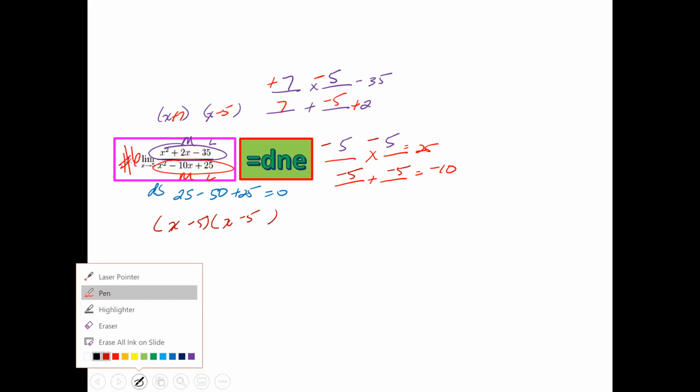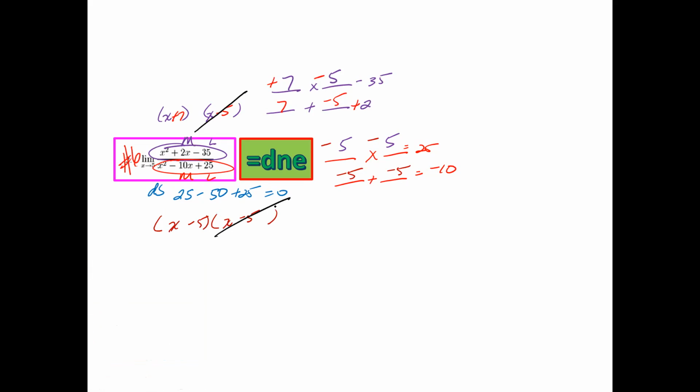Looking at this, you can see that you can cancel one x minus 5 from the numerator and denominator. After that, I am going to have x plus 7 over x minus 5. Then I'm going to try my limit again as x approaches 5. Once again, I am stuck with a 0 in the denominator, so there's nothing I can do algebraically to simplify it any further.